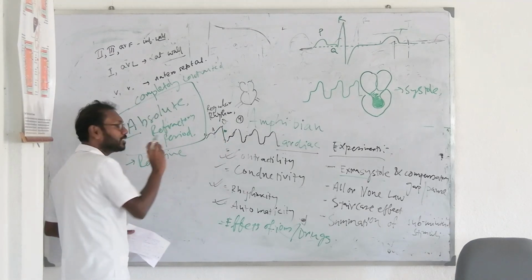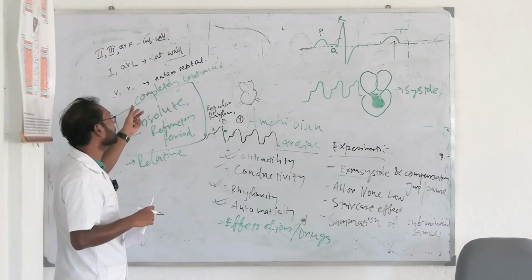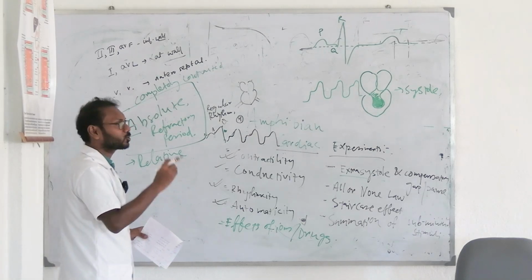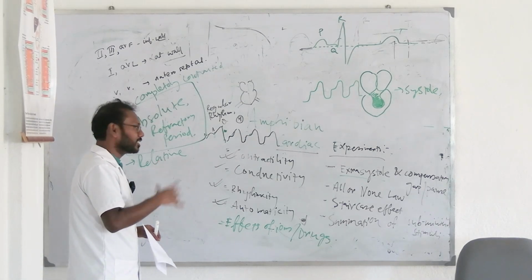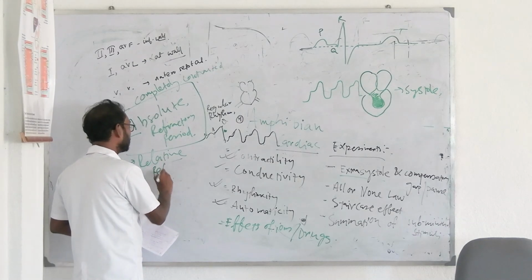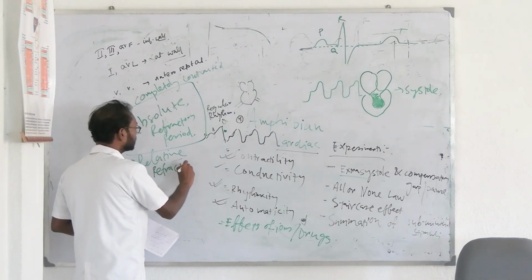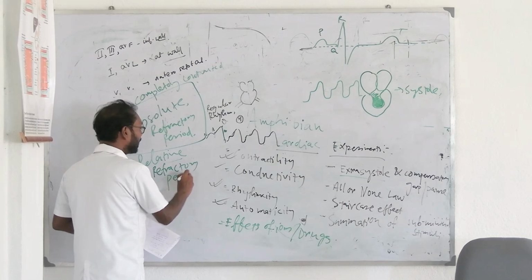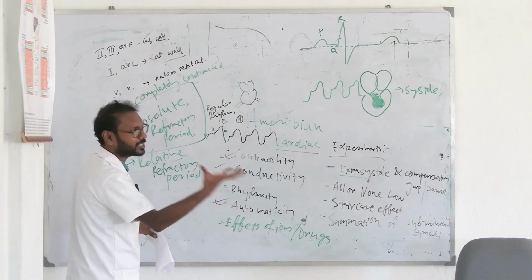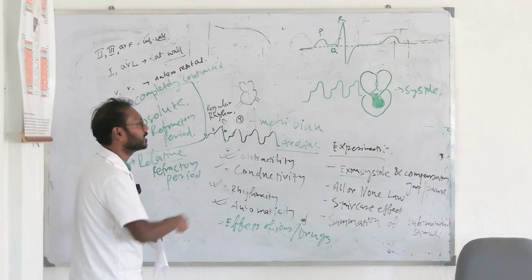But in case of relative refractory period, the heart is going from systole to diastole, okay. So the heart is actually relaxing. This is why it is called relative refractory period. The heart is starting to relax. So in this case, if you provide a stimulus, the heart can contract back again, okay.